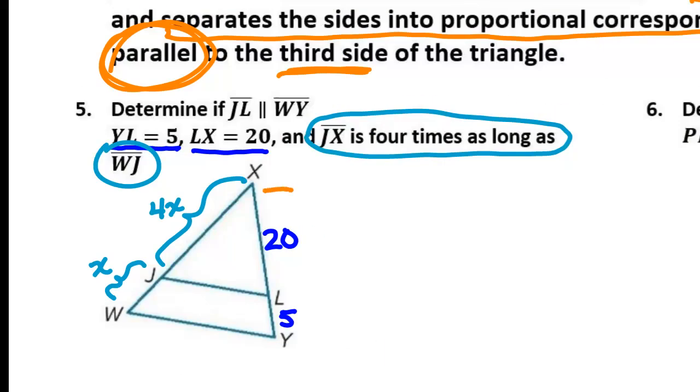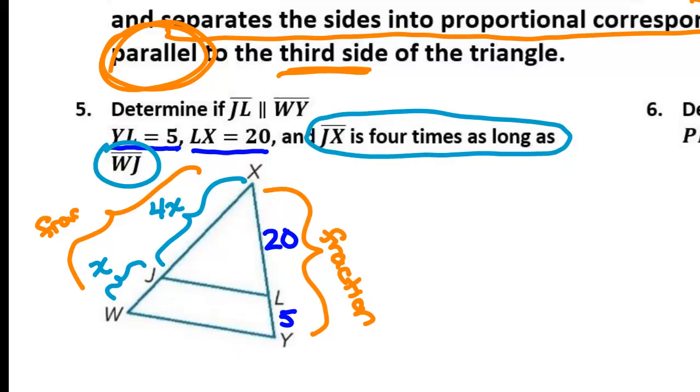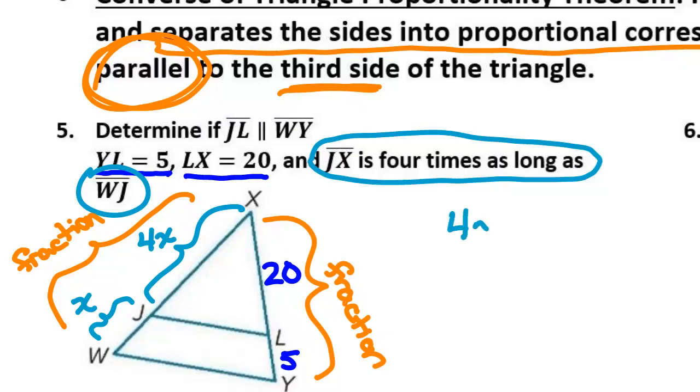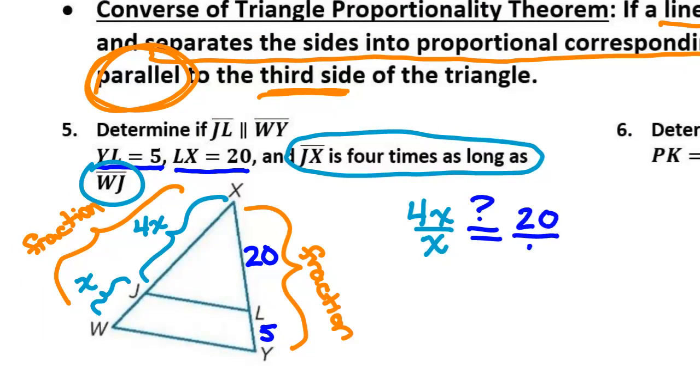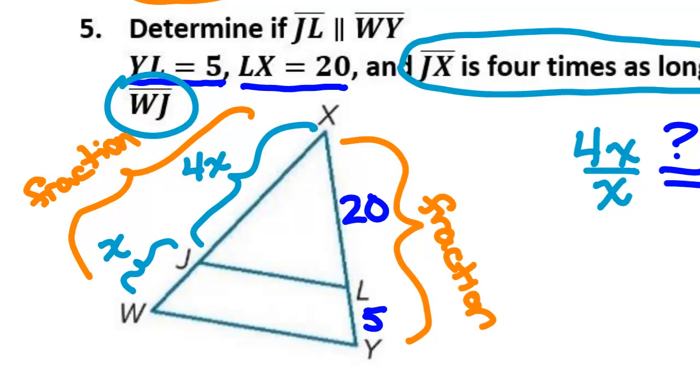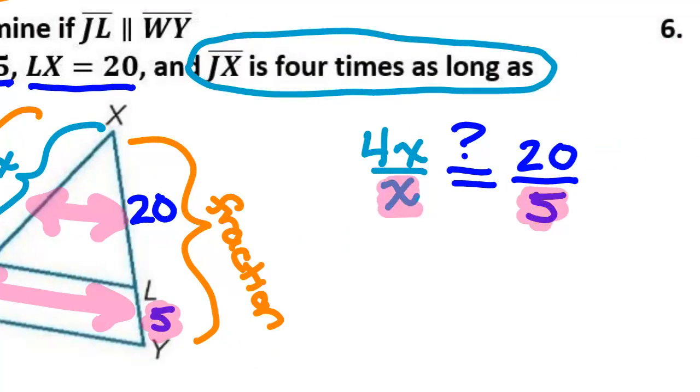We are going to use these to make fractions now and see if they come out to be the same. If they come out to be the same, then the lines are parallel. So we're going to make a fraction with each of these pairs of numbers. So I would have 4x over x. And I want to know, is that equal to 20 over 5? Again, I have to keep these two pieces in the same part of the fraction and these two pieces in the same part of the fraction. So x and 5 should be on the same side of the fraction. They're both in the denominators.